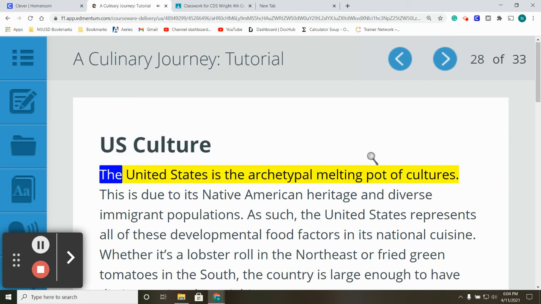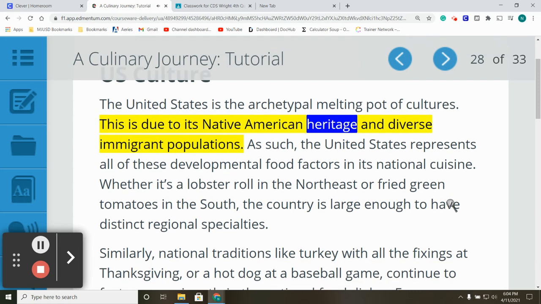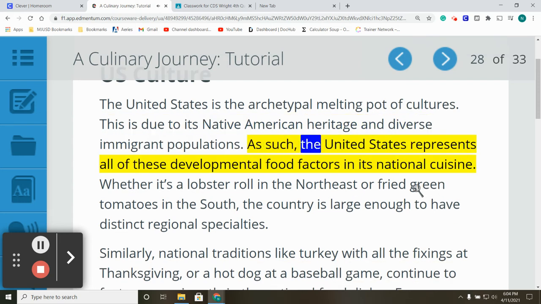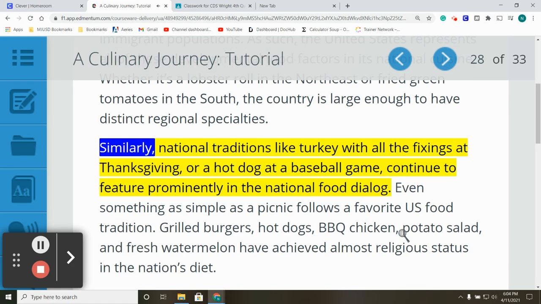U.S. culture. The United States is the archetypal melting pot of cultures. This is due to its Native American heritage and diverse immigrant populations. As such, the United States represents all of these developmental food factors in its national cuisine. Whether it's a lobster roll in the Northeast or fried green tomatoes in the South, the country is large enough to have distinct regional specialties.